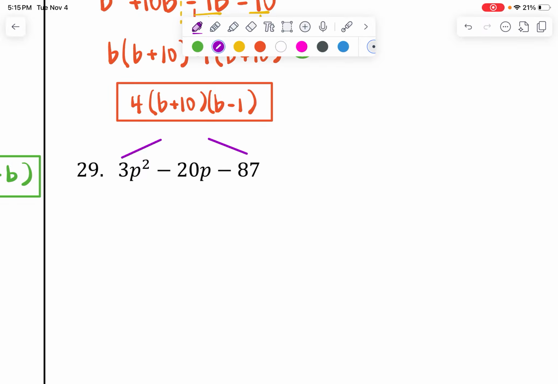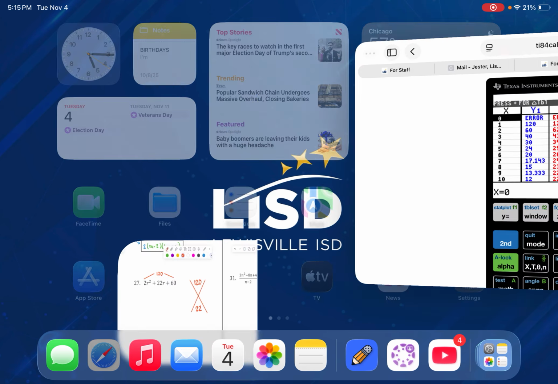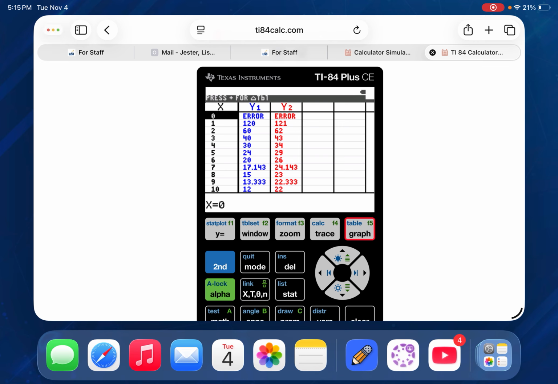So 3 times negative 87 is negative 261. All right, so I'm going to go do my little number puzzle. I want the two numbers that multiply to give me that negative 261, but combine to give me the negative 20 in the middle. I have no idea what that is. So I'm going to go to my calculator. So it was negative 261, right?